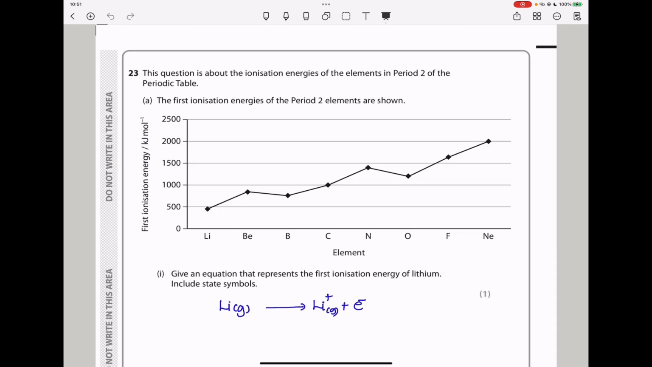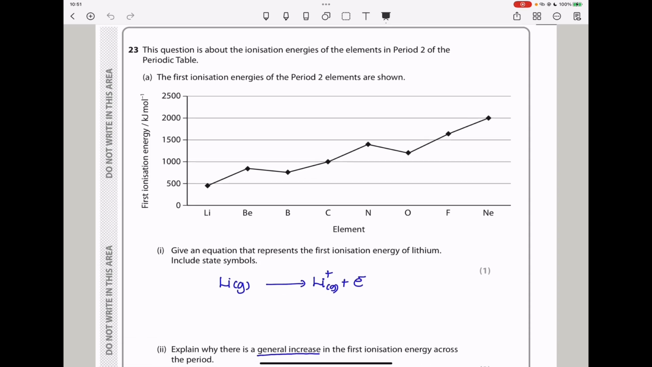Question 23. This question is about the ionization energies of the elements in period 2 of the periodic table. The first ionization energies of the period 2 elements are shown. So we can see the vertical axis has first ionization energy and the horizontal axis has element. We see from lithium to neon, there is a general trend that is increasing.